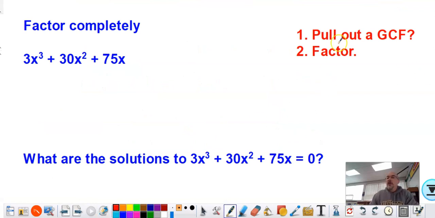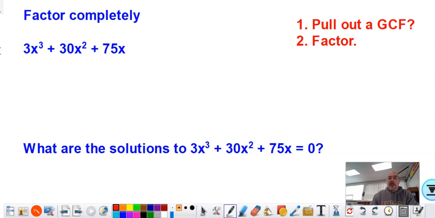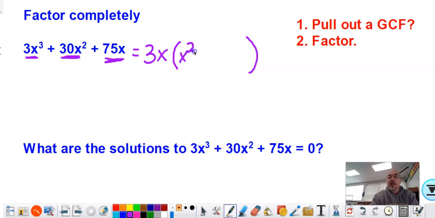All right, so again, pull out the GCF if there is one, and then factor. So looking at this, we've got 3x cubed, 30x squared, and 75x. Okay, well, again, what do 3, 30, and 75 have in common? What factor do they have in common? 3. They also have, all three of those have x in common. So ladies and gentlemen, we're going to pull out a 3x. When I pull out the 3x, I'm left with x squared plus 10x plus 25.